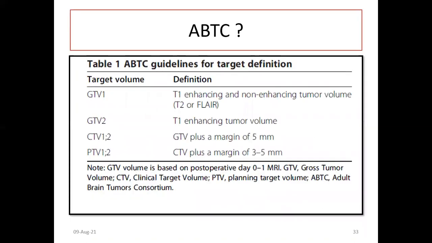Before completing, there is the Adult Brain Tumor Consortium guideline, where GTV to CTV is a 0.5 margin. But is it correct? Whether we should adopt the ABTC guidelines, we should not jump, we should not go except now. Let's wait for some time to decide whether to adopt the ABTC guidelines or not.